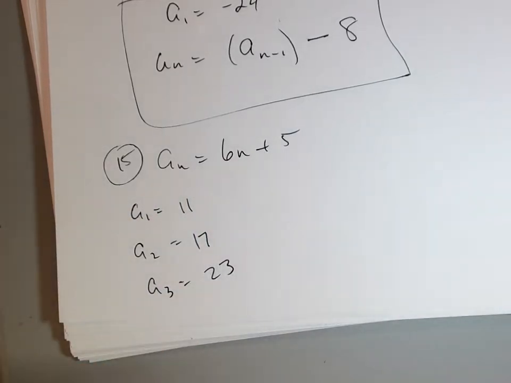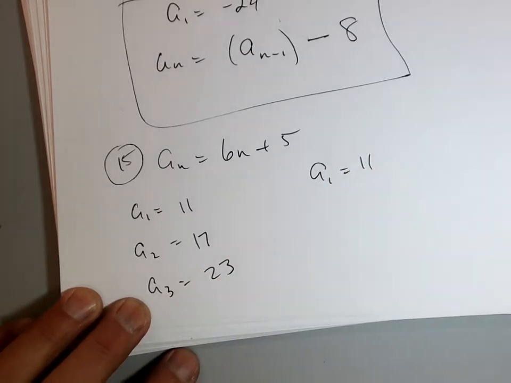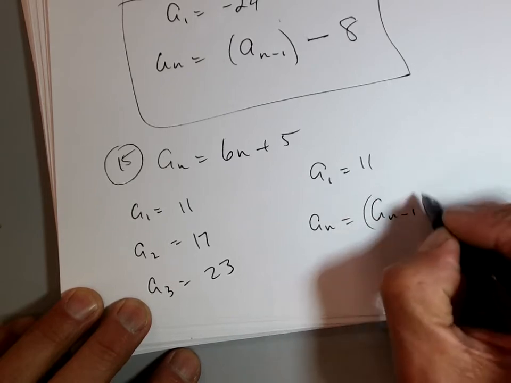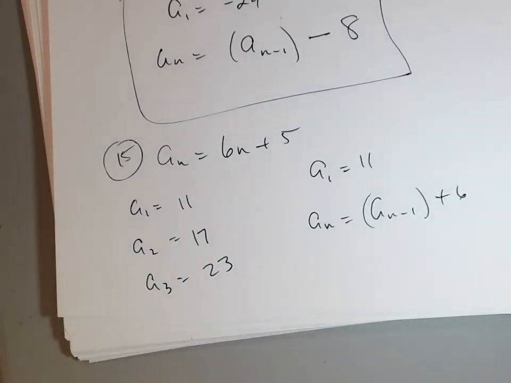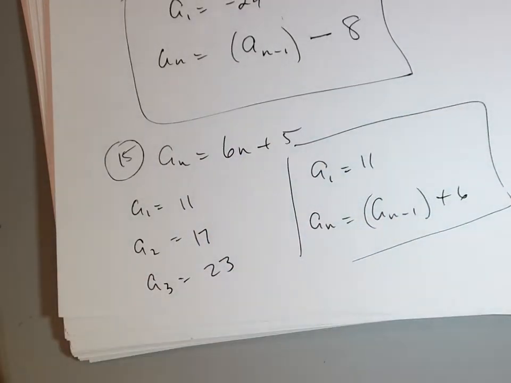If you do a recursive formula, you always start with A1. A1 equals 11. What am I doing each time? Adding 6. So I'm going to go A to the n minus 1, and I'm adding 6. The advantage to the recursive form is it tells you what's going on. It's not very useful because it doesn't help you get anywhere. If I want the 100th term, I'd have to make all 100 terms or have a better formula.